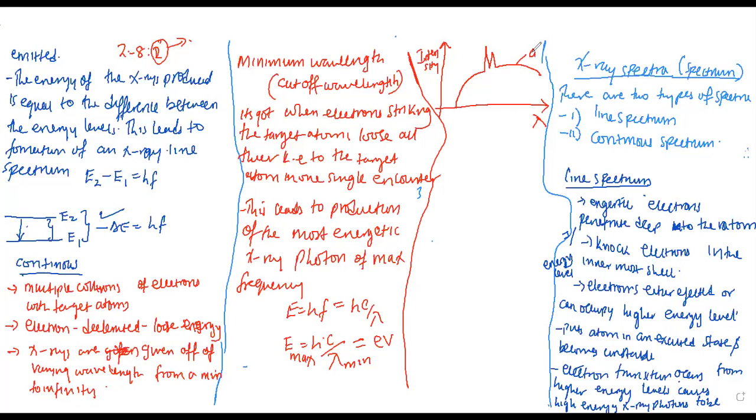So this part is what we call the continuous spectrum. Then this one is what we call the line spectrum. So this lambda here is what we call the cutoff wavelength, which is the minimum wavelength.